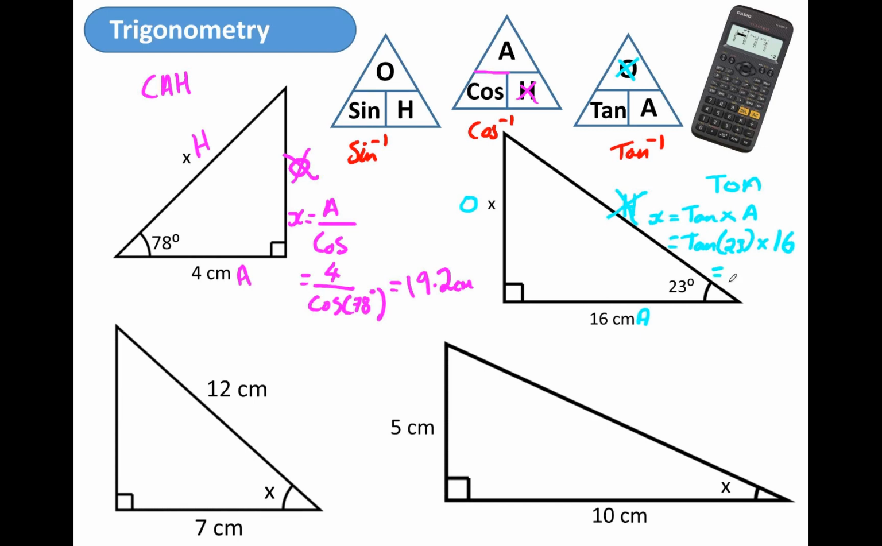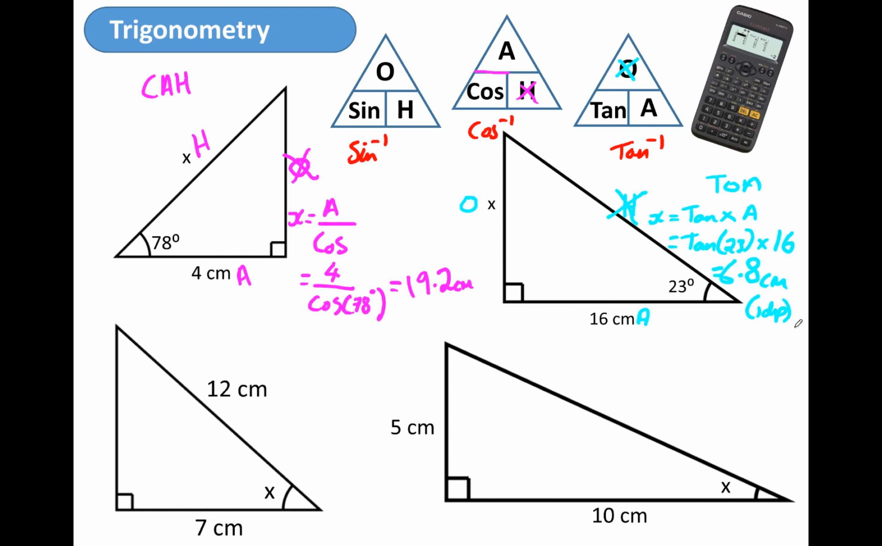I really regret using that colour, but never mind. Right, tan of 23, close the bracket, times by 16 equals, to one decimal place, I need to round that up a bit, that's 6.8 centimetres. And that was again, always worth putting what you've rounded it to, one decimal place.